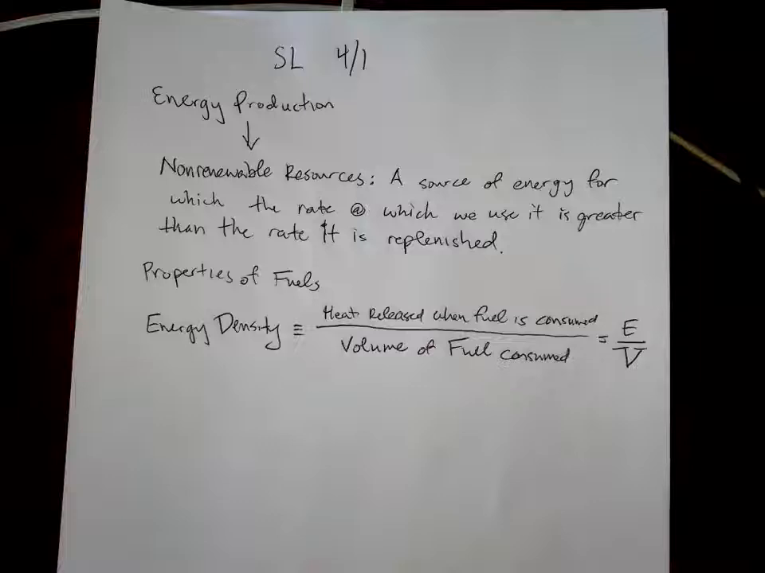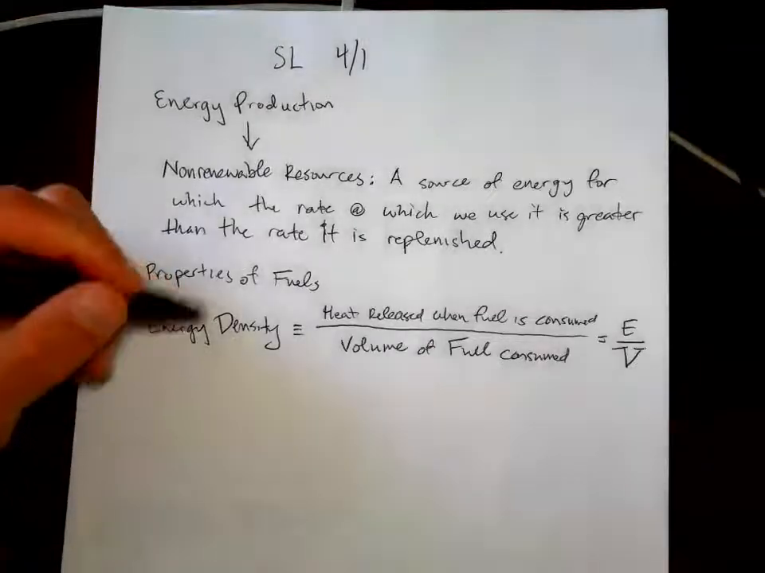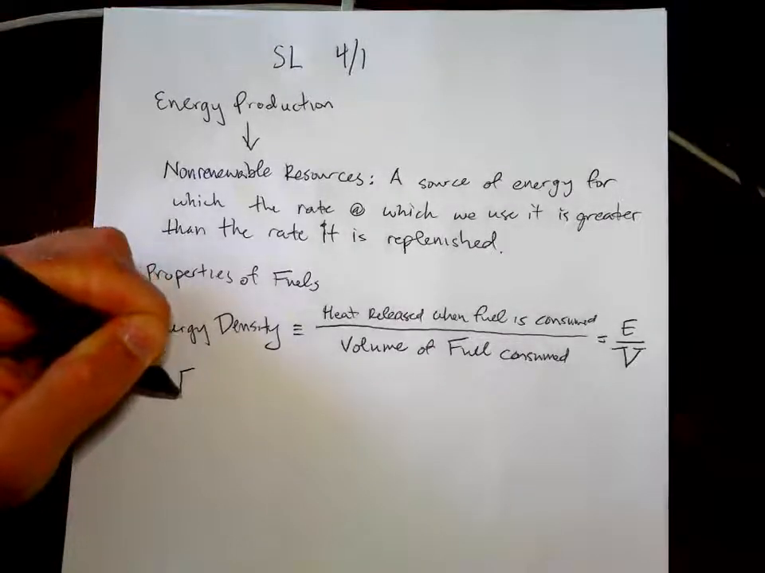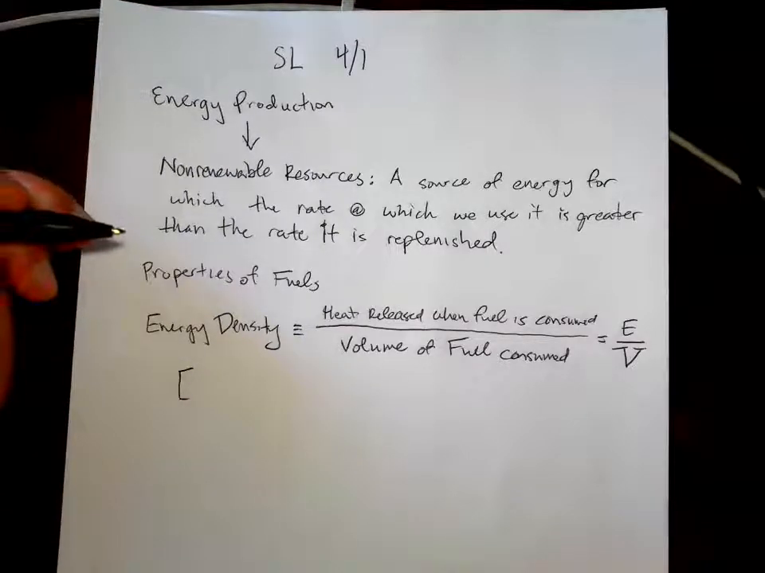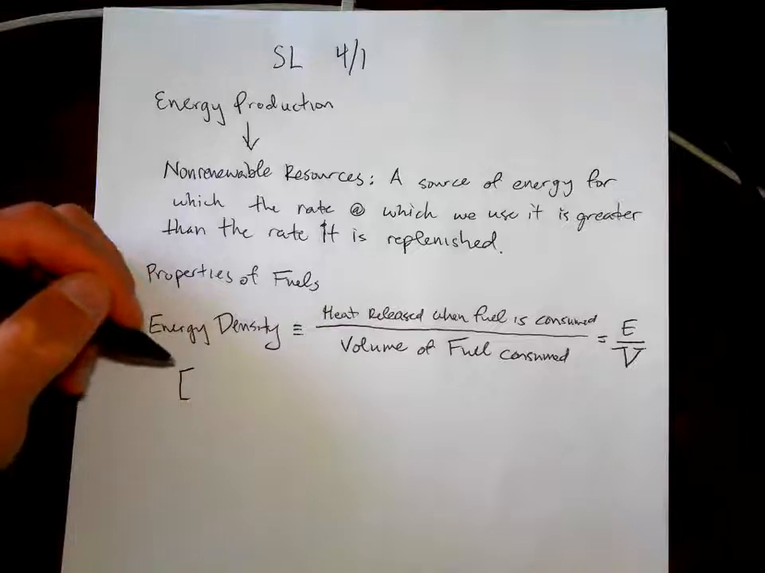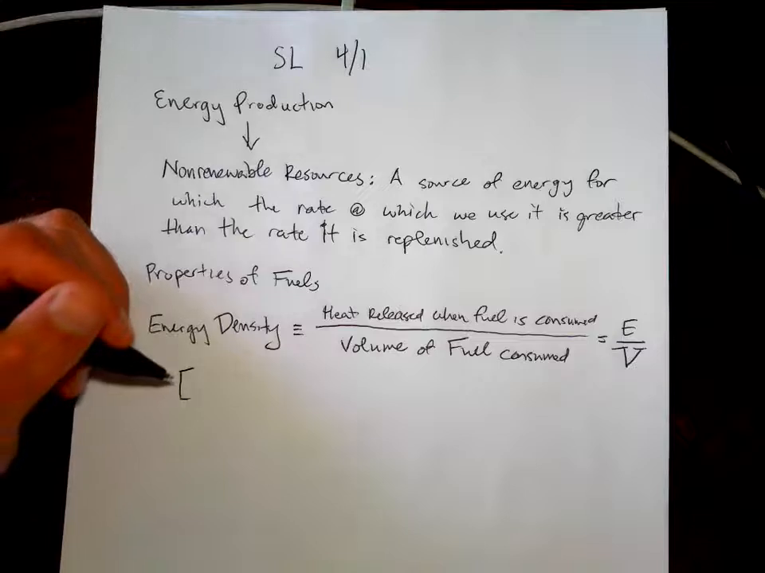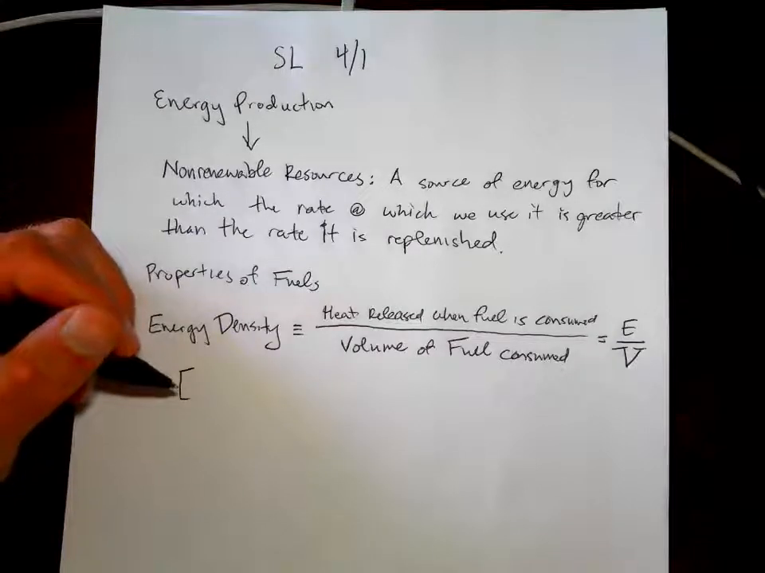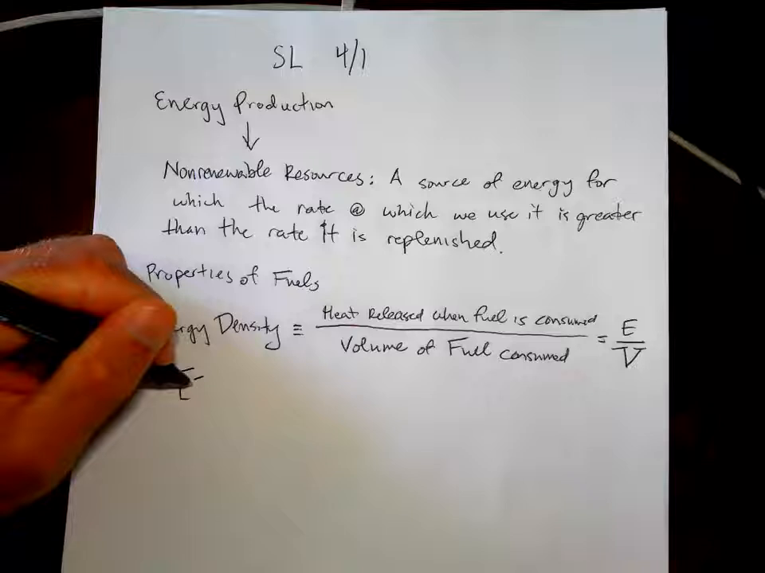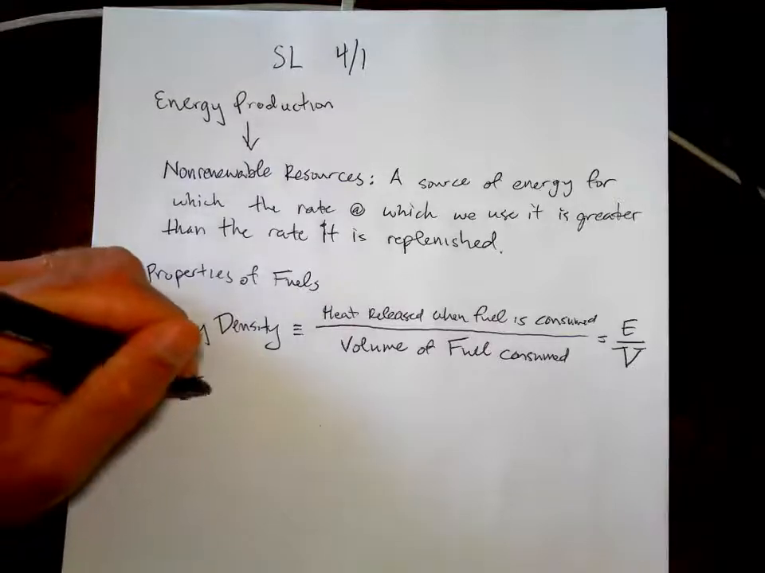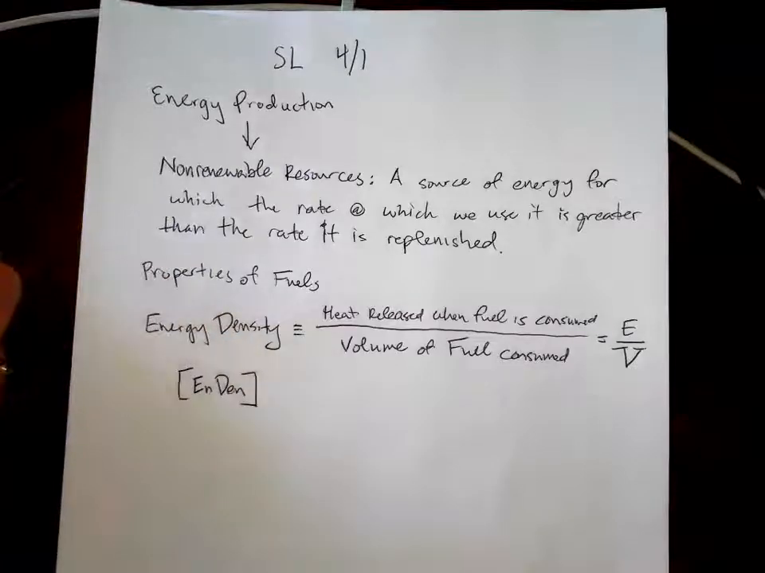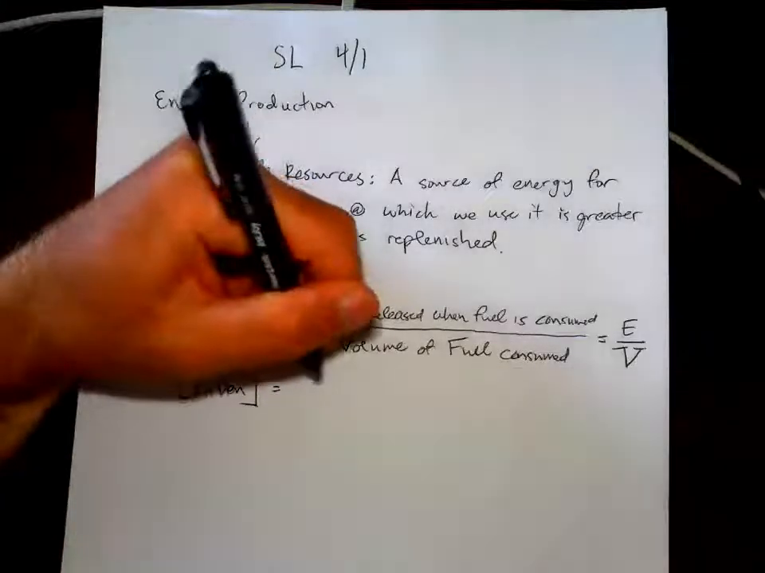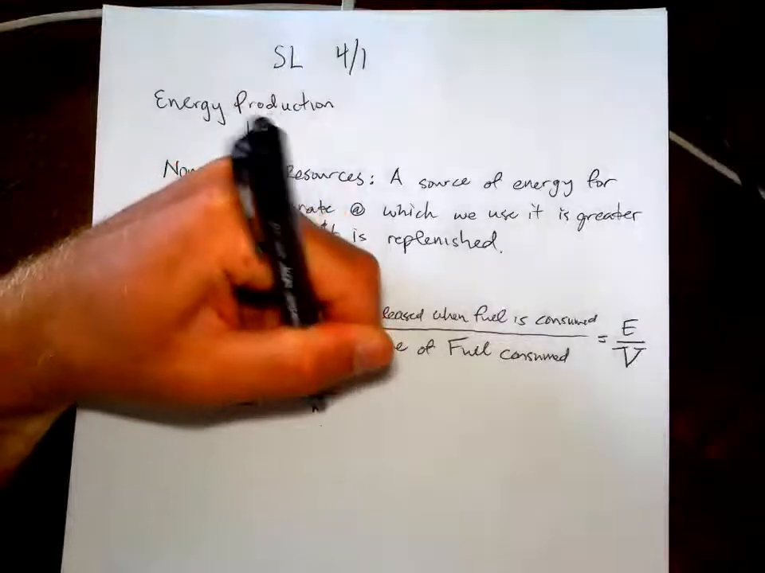So that means that the units of energy density, I can't remember off the top of my head what symbol IB uses for energy density, so I'm just going to call it that, and then the units of energy density would be joules per cubic meter.